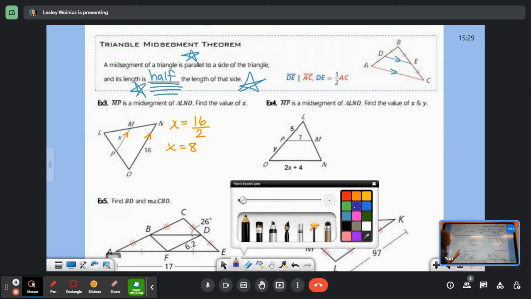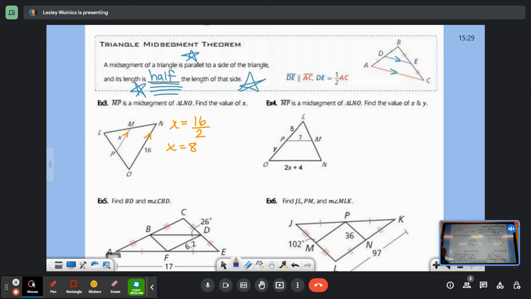See, easy, important at the same time. All right, what about this one? We know that MP is still a midsegment of triangle LNO. Find the value of x and y.